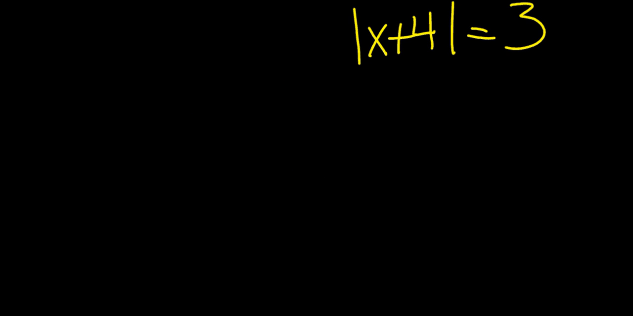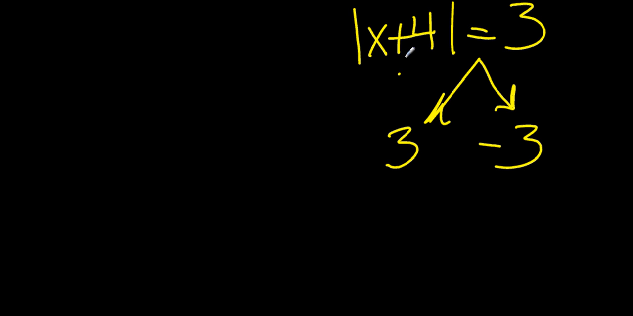What if I had something that looks like this? The absolute value of x plus 4 equals 3. The same thing still applies. When I look at x plus 4, it could be equal to 3, because the absolute value of 3 is 3. Or it could be equal to negative 3, because when I take the absolute value of negative 3, it's also 3. So I'm going to use that information now to solve my absolute value equation.